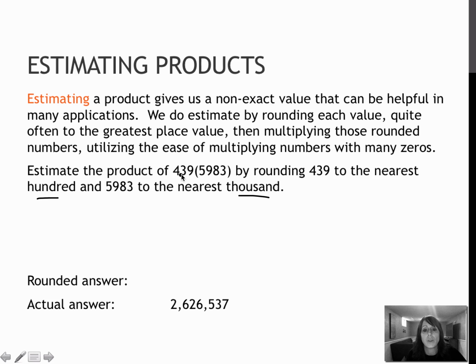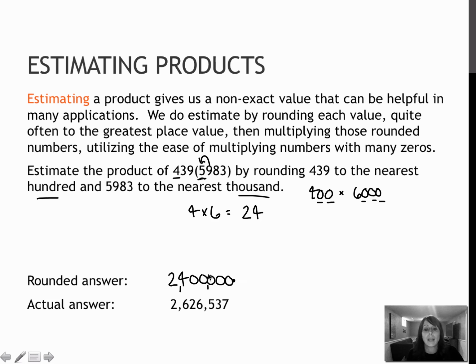So the first one, 439, is asked to round to the nearest hundred. So if I would round that to the nearest hundred, that would be 400. If I were to round 5,983 to the nearest 1,000, the 9 would round the 5 up, so I'd be taking that times 6,000. Now here's why this is pretty simple for us. I know that if I take 4 times 6, I get 24. I have 1, 2, 3, 4, 5 zeros. So essentially my answer is the 24 with those 5 zeros.